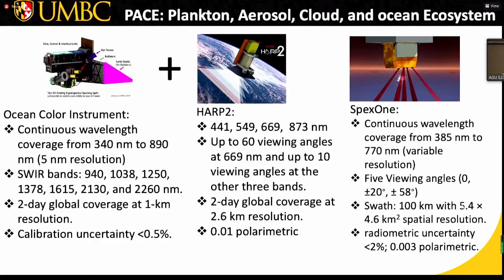The main motivation of this work is that I'm involved in the PACE mission, which will carry 3 instruments, including OCI, HARP2, and SPEX1. OCI is a hyperspectral radiometer. It has a single viewing angle, but lots of spectral information. For the 2 polarimeters, you have less spectral information, but with multi-angle information.